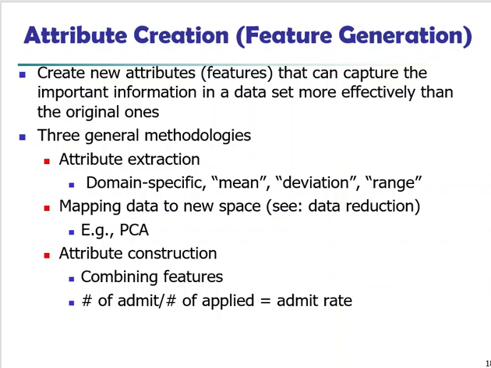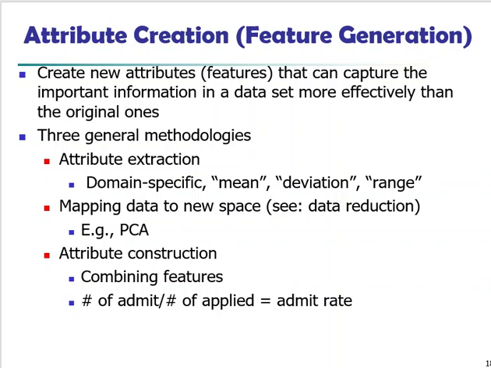And lastly, you can create new attributes by combining features. For example, you can use the number of admissions divided by the number of applications to create a new attribute called admission rate. Those combined features can be helpful in many cases.